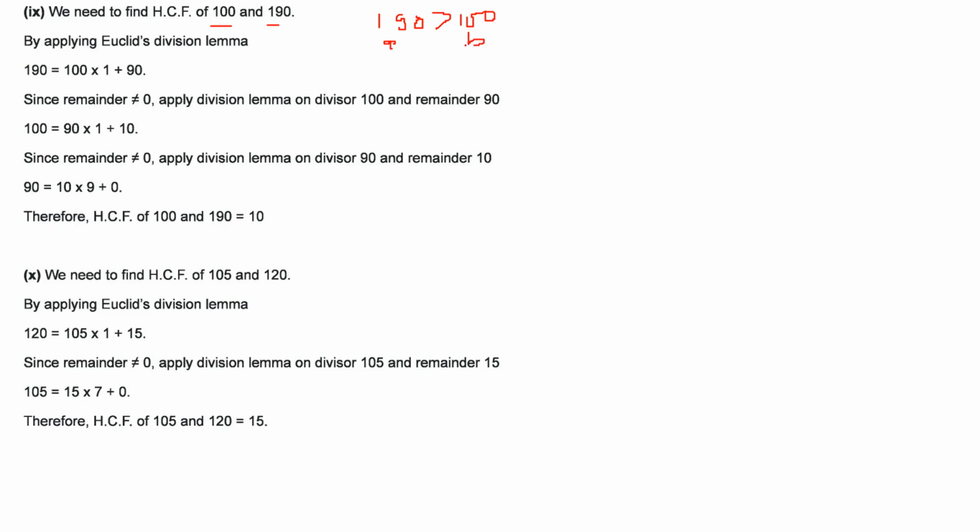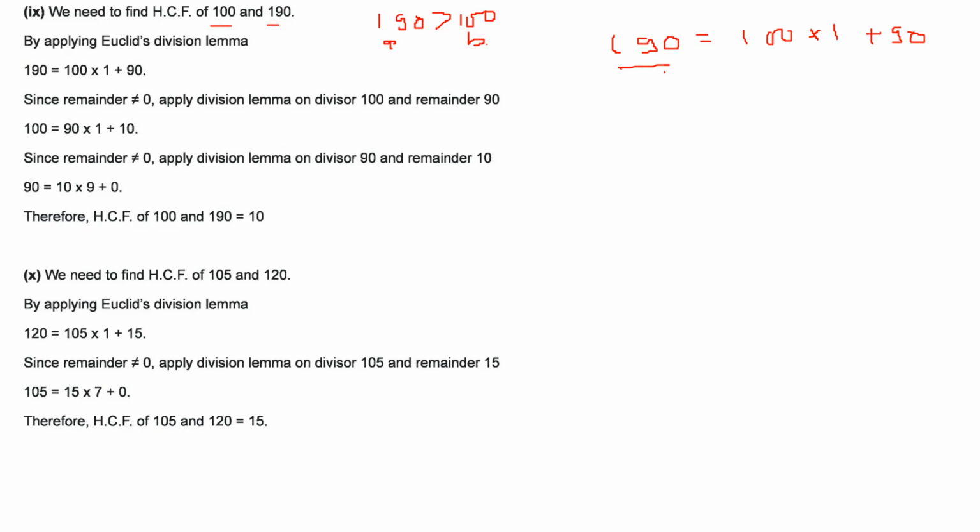We are applying the Euclid division lemma. So, we have to represent A in the form of B so that we have some quotient and a remainder. This is what the division lemma says. So, 190 has to be written in the form of 100 into something plus something. If I multiply 100 by 2, it will be 200, which goes beyond 190, and that we don't want. So, we'll multiply it by 1 and get 90. 100 into 1 is 100, plus 90 is 190.